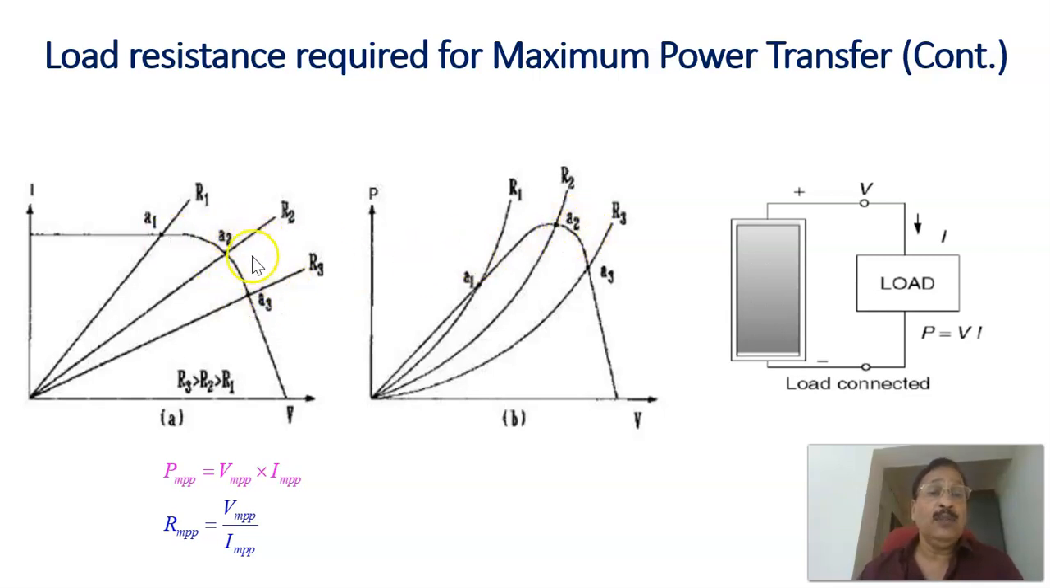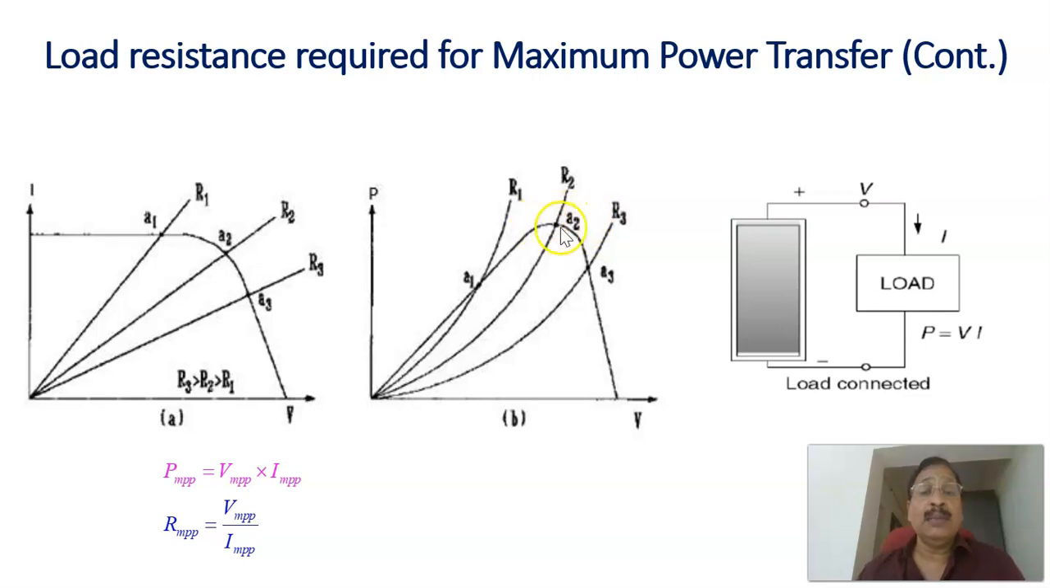Now again, if you increase the resistance more than R2, that is R3 is more than R2, the line passes through a point at B3. The corresponding point in the PV curve is this one. Therefore again the power extracted is less.